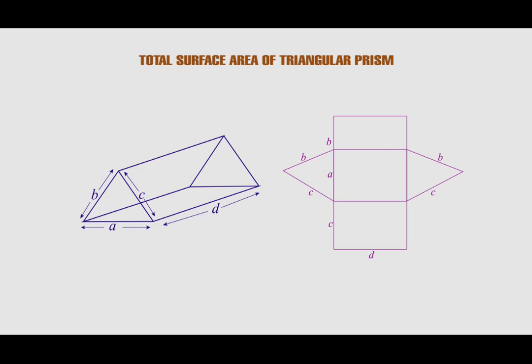Now let's look at the total surface area of a triangular prism. These diagrams represent a triangular prism and its net.